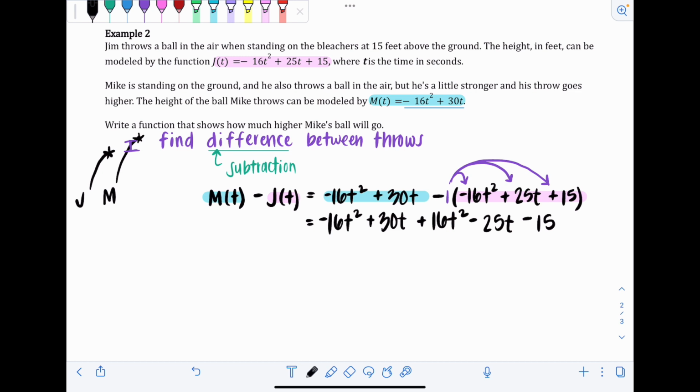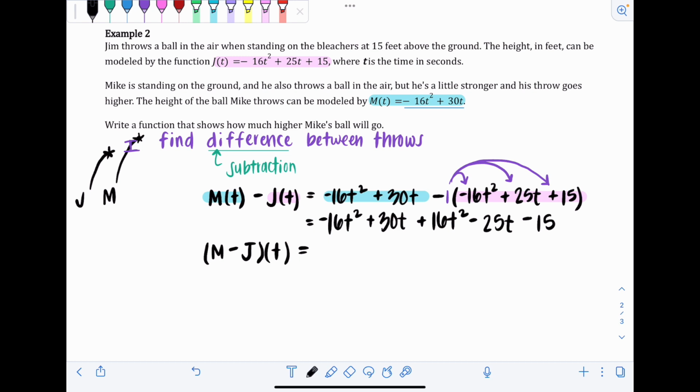And now that we've done that, we're able to go ahead and start to collect the like terms and see what's in common and what we can combine. Once we combine them, that's going to end up being our final answer. So I'm going to write our function notation as m minus j, because we're subtracting the two. So m minus j of t equals, and then we'll go through and identify like terms.